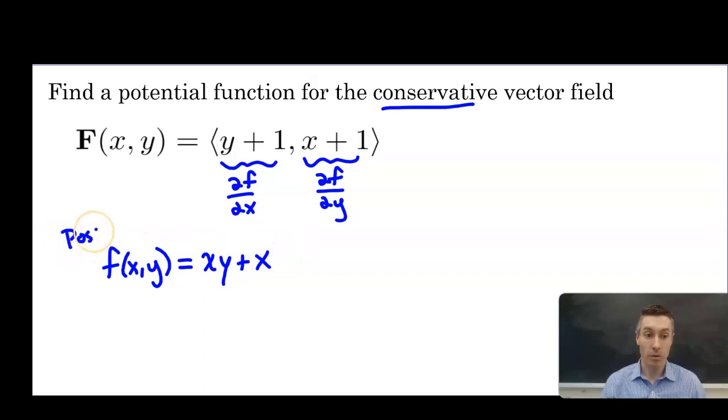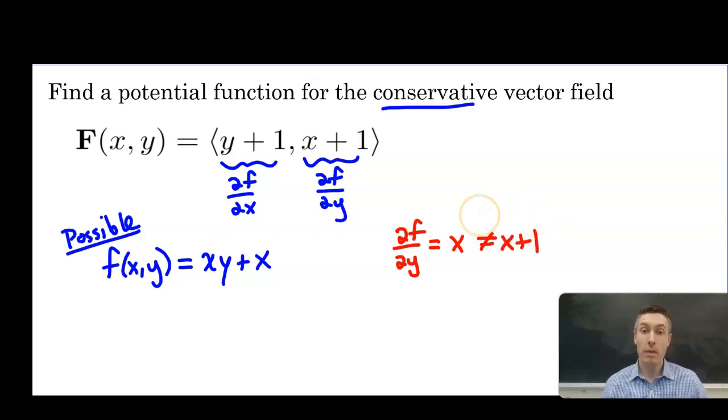Okay, so this is a possible potential function. Now to check that it works or doesn't work, let's now take the partial of that potential function with respect to y and compare it to the j component of the vector field. So that's going to be x and then no other term. So notice how this doesn't equal x plus 1. So if we can make an adjustment to our potential function so that it is x plus 1, then we'd have reached our goal. So we can very easily do that by adding a y term.